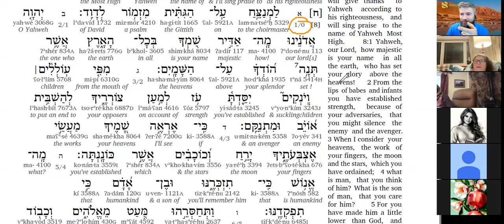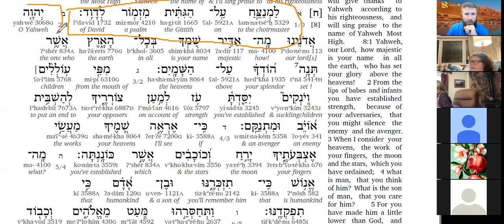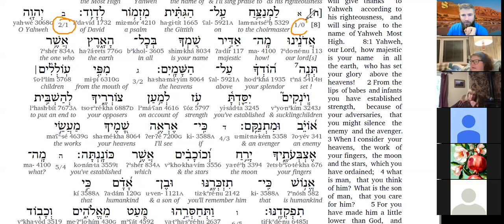Because the numbering changes in the Hebrew and the English. The zero represents the heading of the psalm, and then in the Hebrew, this is where it continues. But when you contrast the Hebrew with the English versification, they're different. So in this version, I put the Hebrew on the right.